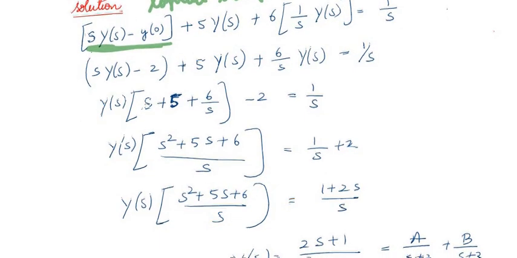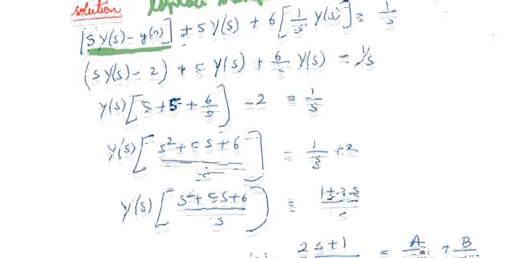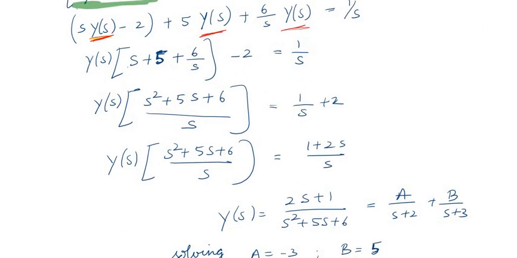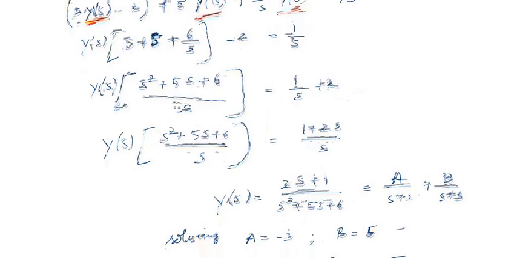As in the previous problem, we take Y of s out from these three terms, right? So what is remaining? We have s, we have 5 from here, we have 6 by s from here, then we have only minus 2 here. So bring the minus to the right side. You can write this as 1 by s plus 2. You can write it as 1 plus 2s by s. Okay, so these 2s get cancelled, right?